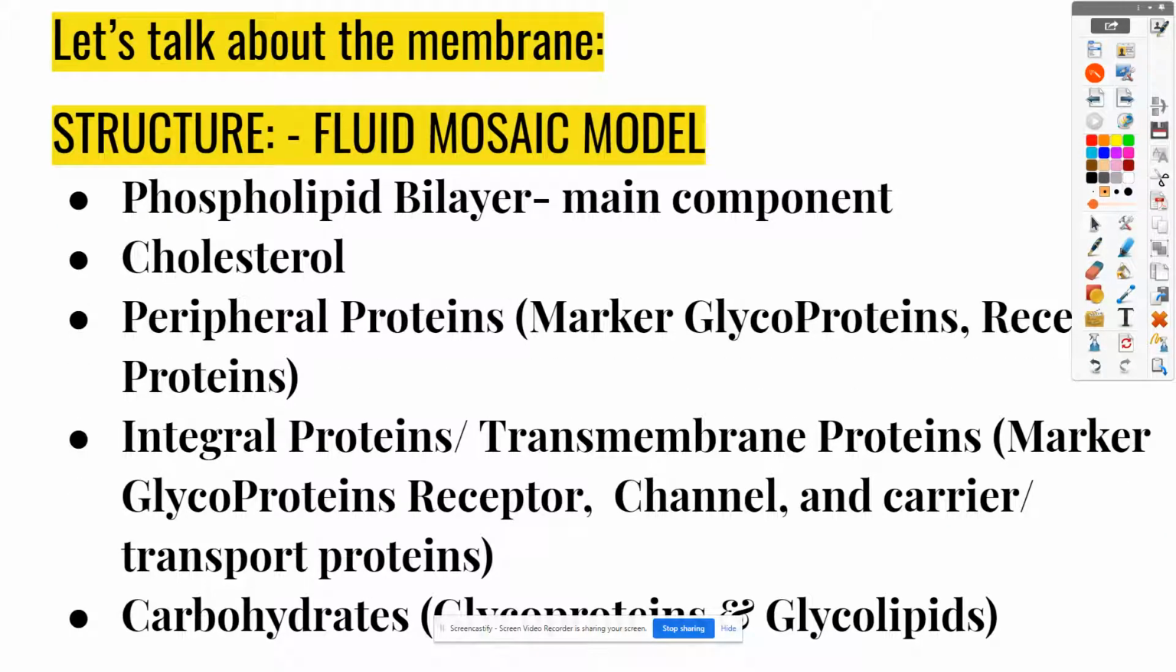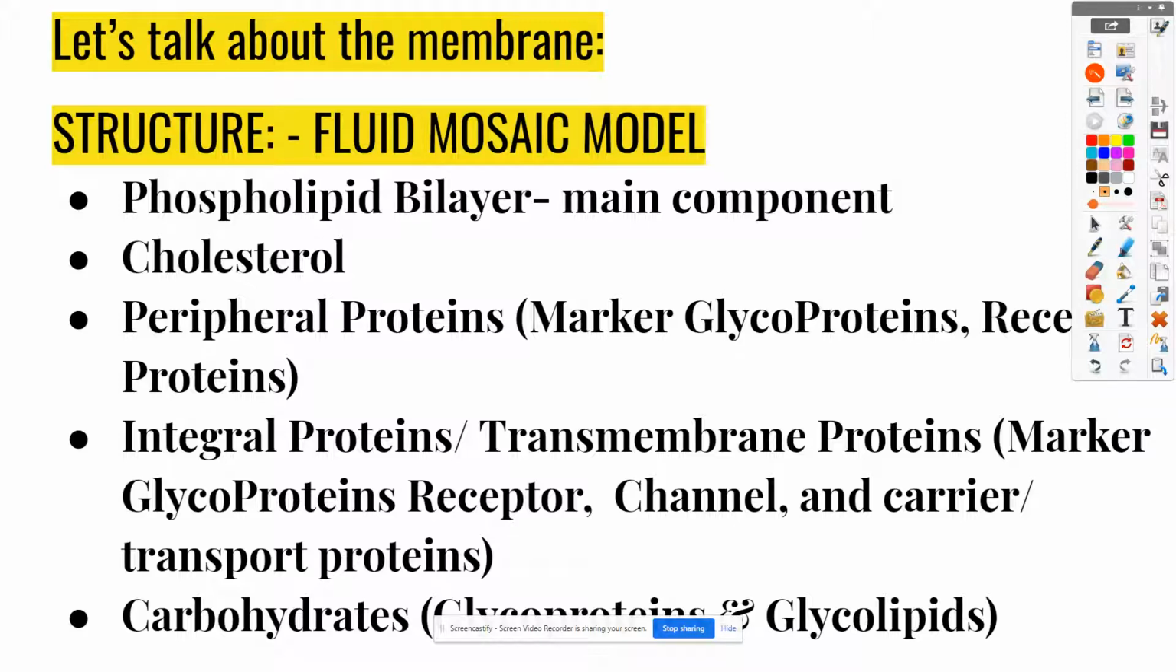Next, the cell membrane, we call it a fluid mosaic model. Scientists like to create models and give them names to help you remember things and remember characteristics. So they call it a fluid mosaic model. And they do that for several reasons, but to understand why it's called a fluid mosaic model, you have to understand a few things about the structure.